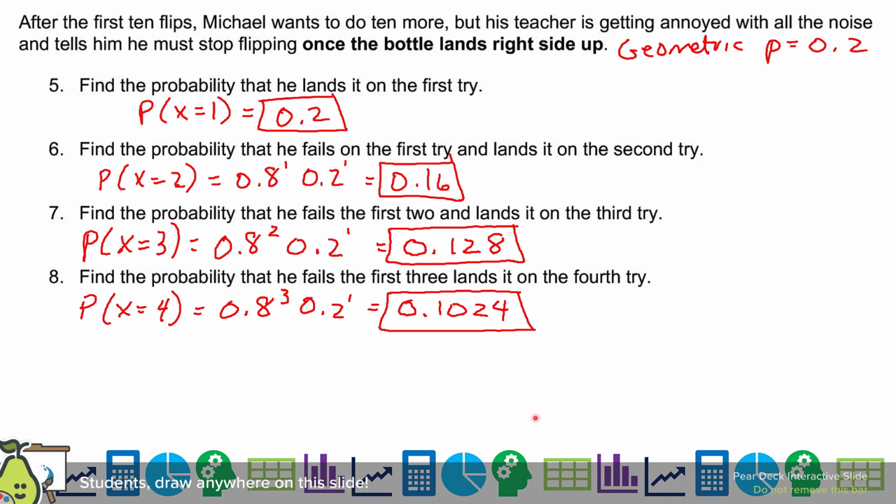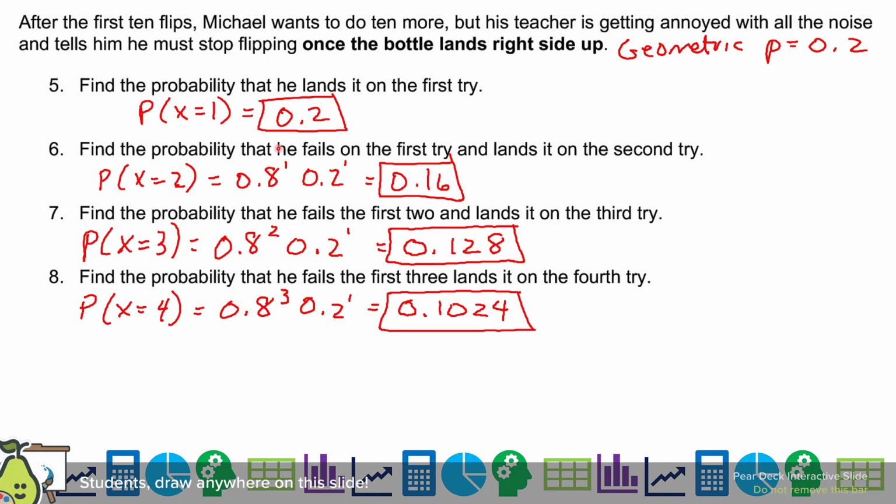After the first 10 flips, Michael wants to do 10 more, but his teacher is getting annoyed with all the noise and tells him he must stop flipping once the bottle lands right side up. So we no longer know the number of attempts he gets. It's only until his first success, and this is a geometric distribution. The probability is still 0.2. So find the probability he lands it on the first try. Well, it's just 0.2 to the 1. That's it, right? Because he has a 20% chance on that one flip.